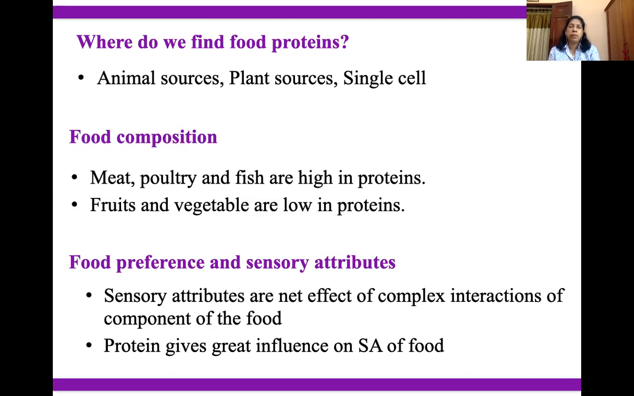Then the plant sources are legumes, some cereals, some yams, all kinds of things having some amount of protein. But basically, the legumes especially, and some cereals, have a higher amount of plant protein. And also single-cell organisms, some bacteria and unicellular organisms, also have protein.